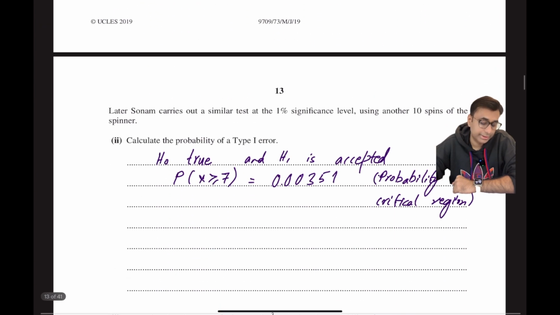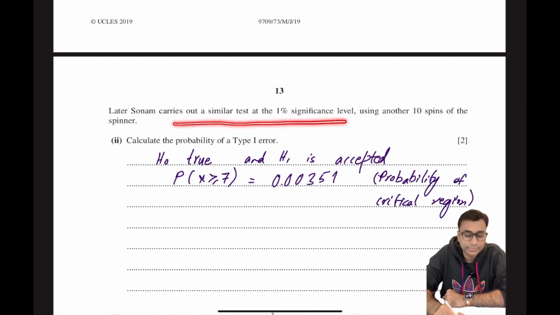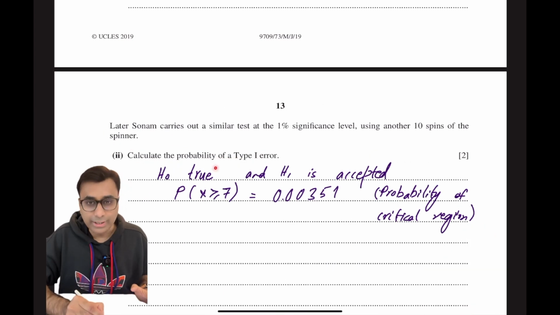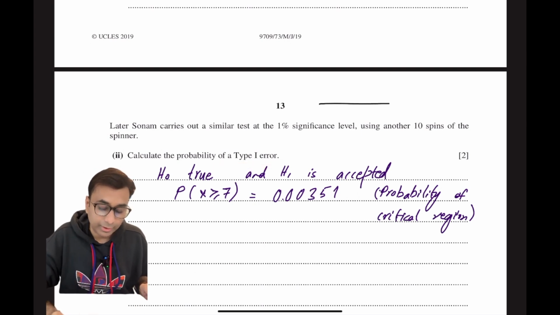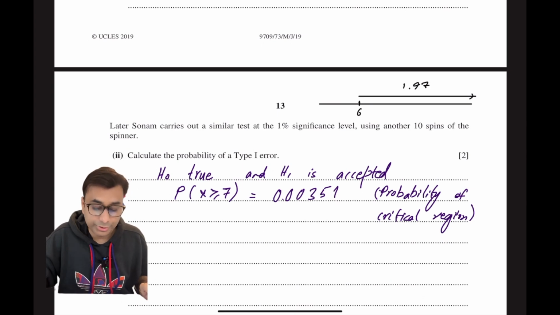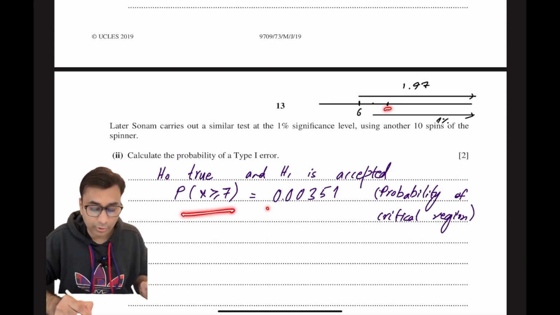Moving on with this question, it says later Sonam carries out a similar test at 1% significance level using another 10 spins of the spinner. Calculate the probability of type 1 error. Type 1 error means that we have to calculate the probability of the critical region. We've already seen that the probability of greater than or equal to 6 is 1.97%. And the critical region is where the probability must be lying below 1%. So we test it on 7 and we found out that greater than or equal to 7 is coming out to be 0.00351, and that is going to be 0.351%.